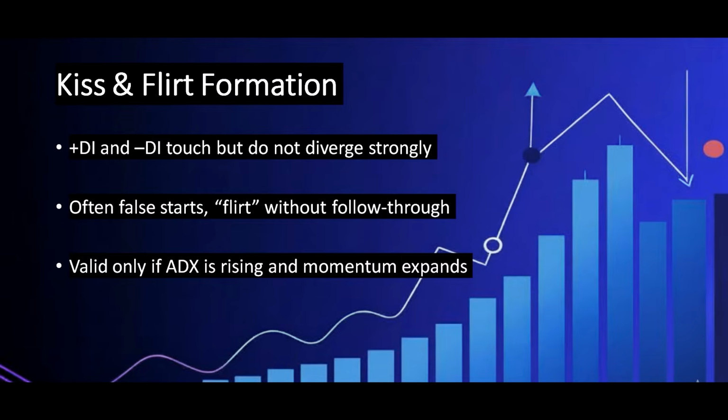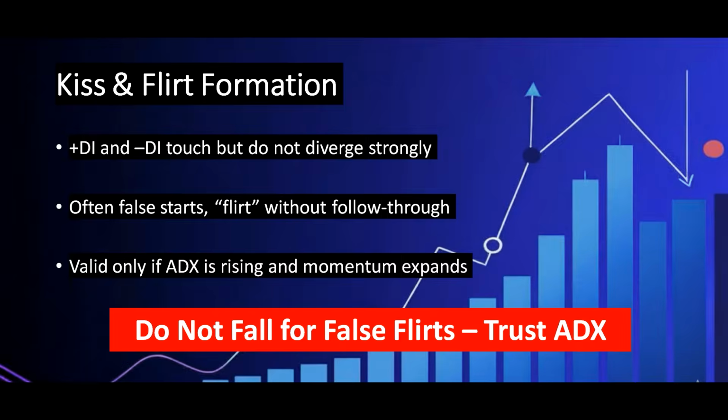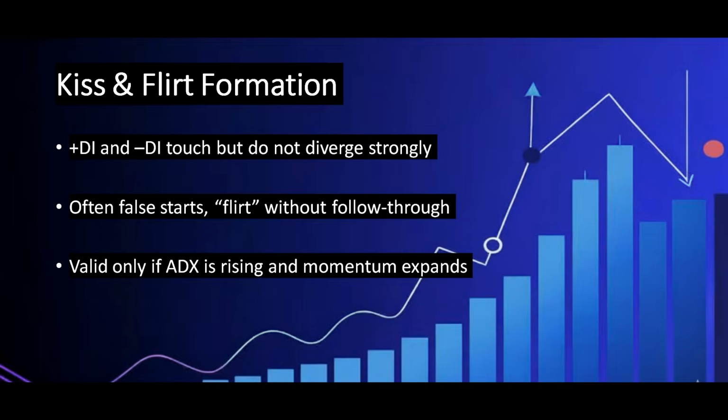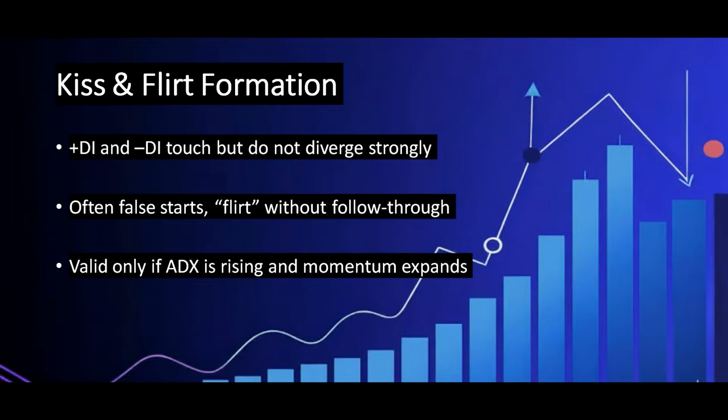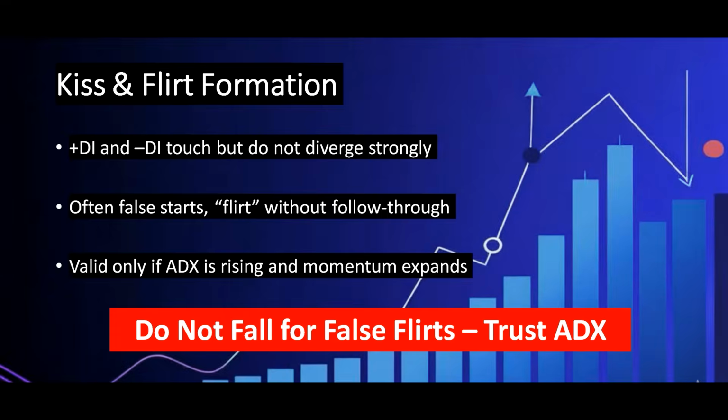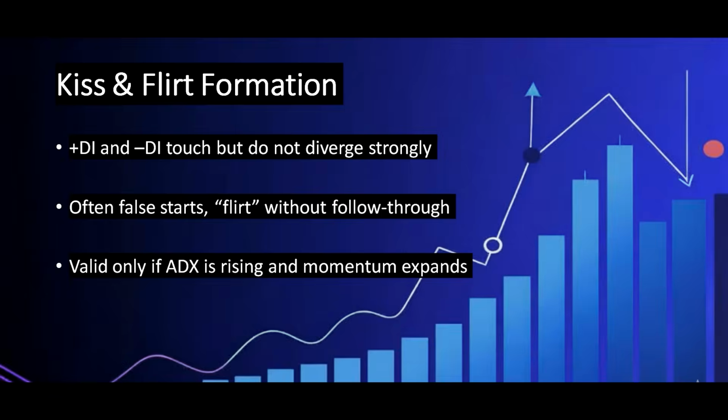Another filter which you can use: plus DI and minus DI touch but do not diverge strongly. Often that is a false start; it flirts without a follow through. It is valid only if ADX is rising and momentum expands. That means allow the momentum to expand. Whenever a series of crossovers is taking place, do not take the trades immediately. Let the gap between the PDI and minus DI show some major deviation.